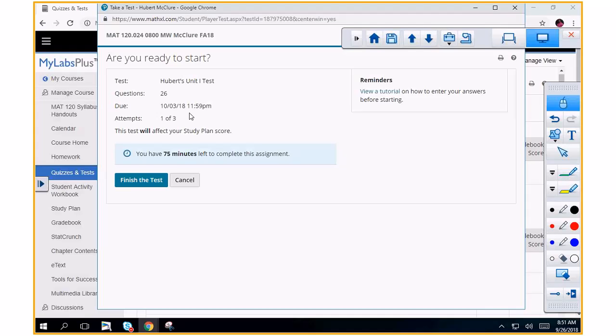It tells you how many attempts, and it says I have 75 minutes left. Wow. So there's 3 different ways for you to tell if it's due, how much time you've got, and how many times you get to take it. You see why I don't answer questions when they're dumb questions?